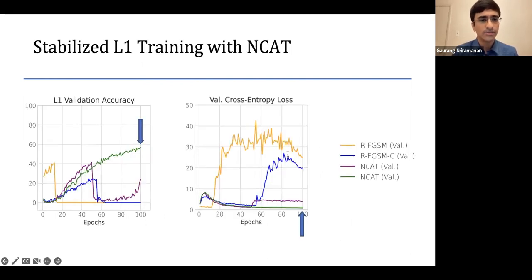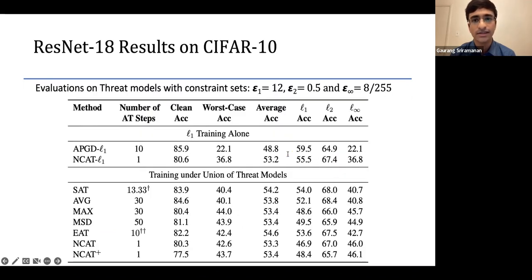Using these proposed changes, we observe that the proposed L1 method, nuclear norm curriculum adversarial training, which we shorten as NCAT, is stable throughout the training regime and achieves enhanced robustness. In fact, even if training is continued for later epochs, it only saturates, and we don't observe sharp failure modes, which are seen in other single-step methods.